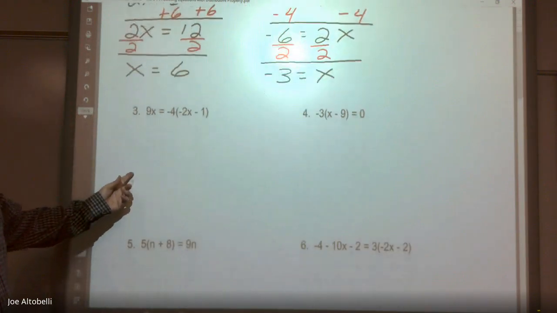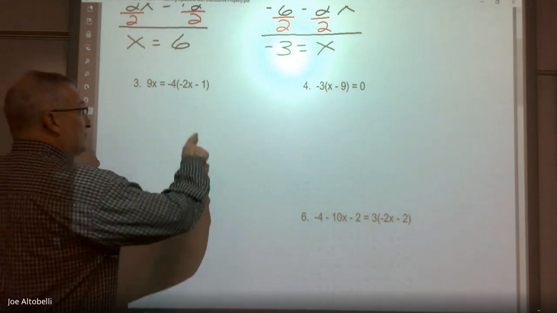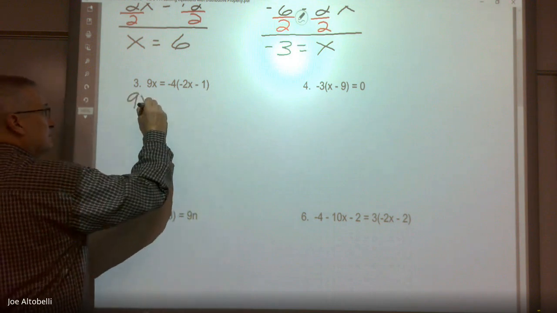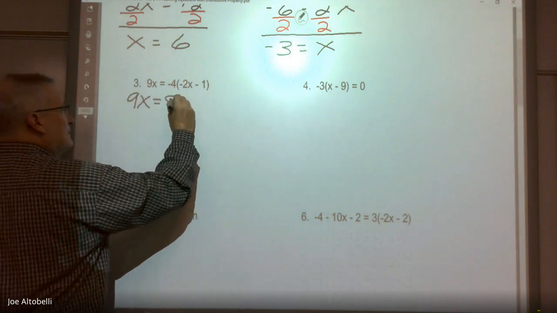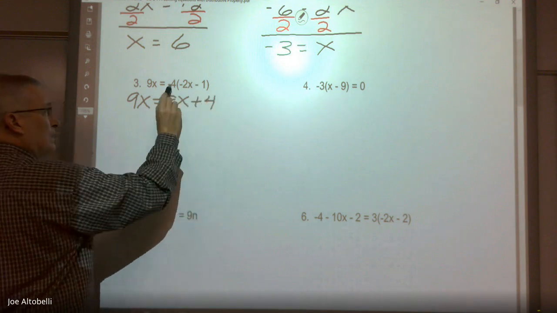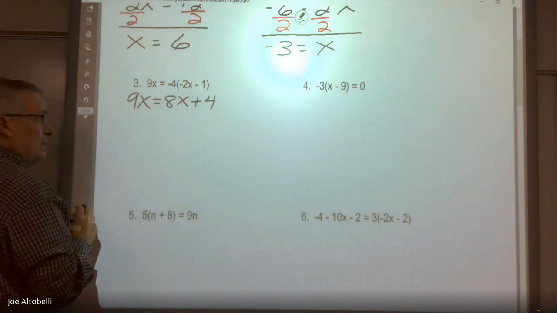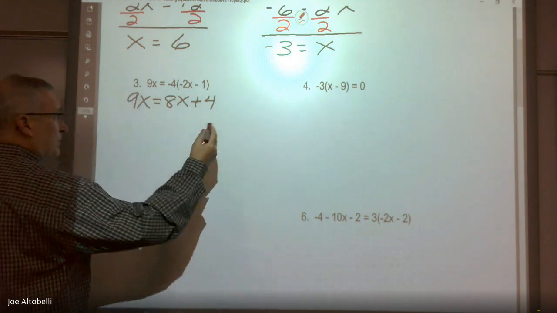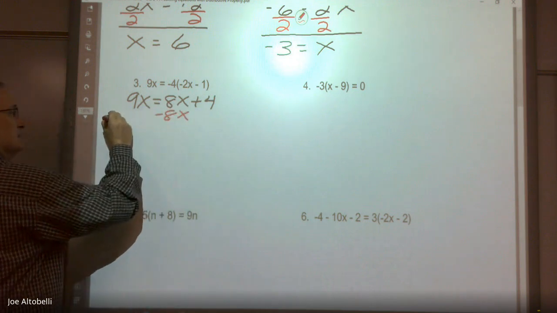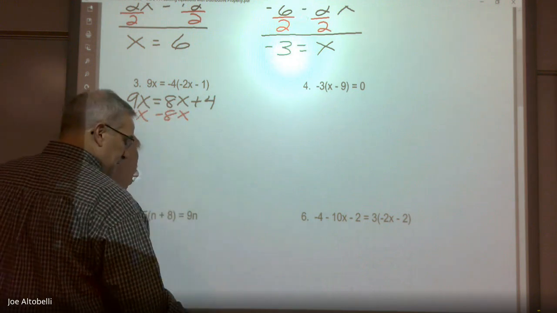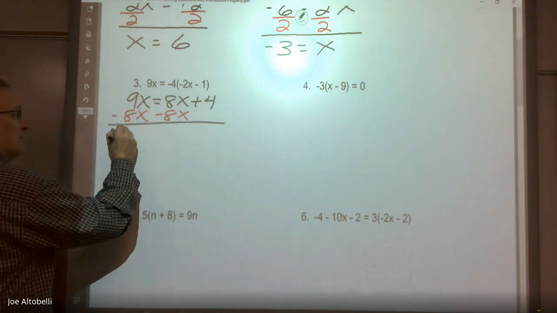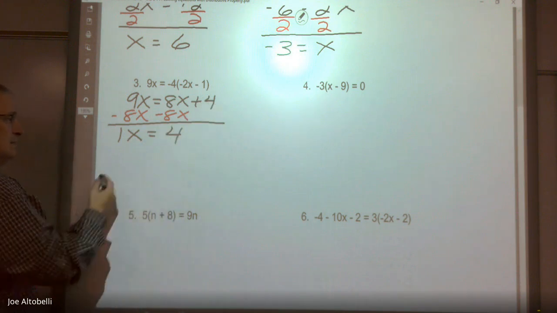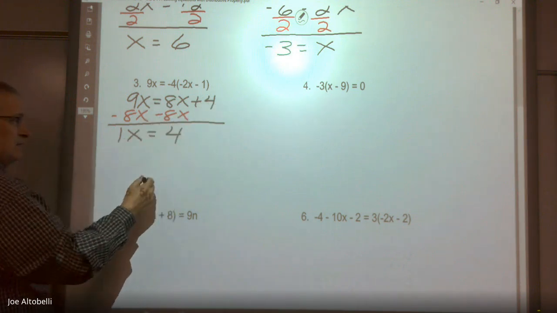Number 3. First thing I have to do is the distributive property here. The 9x stays. This will be 8x plus 4. I have variables on both sides, so I am always going to get rid of the one on the right. That'll be 1x equals 0 plus 4 is 4. 1x equals 4 is the same as x equals 4.